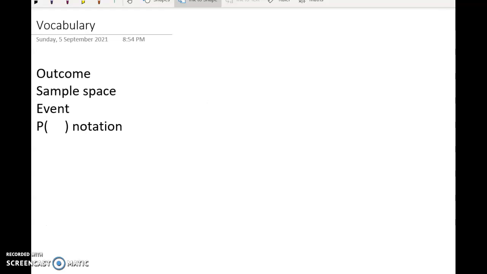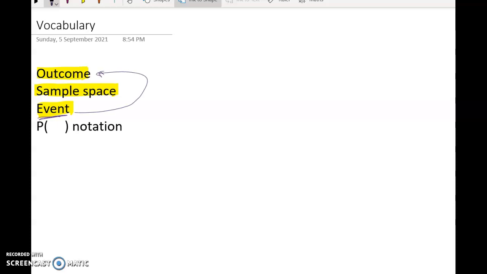Some notation and vocab that I want you to be confident with by the end of this video is on this slide here. So I want you to know what the sample space is. And I want you to know the difference between an outcome and an event. So basically, an event is a combination of outcomes.